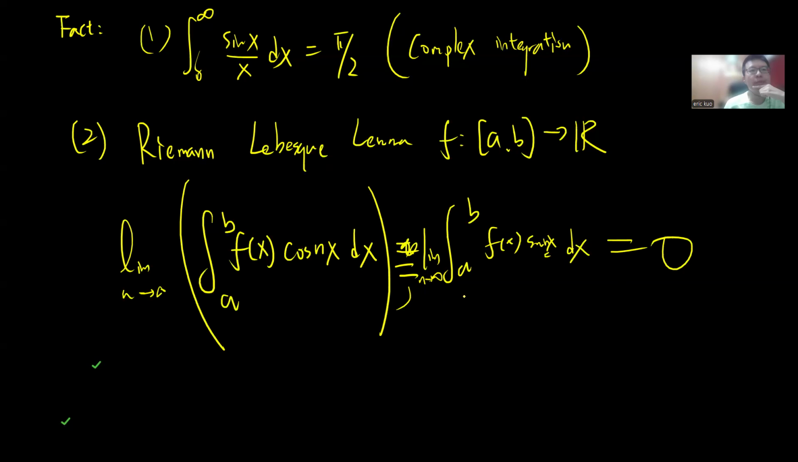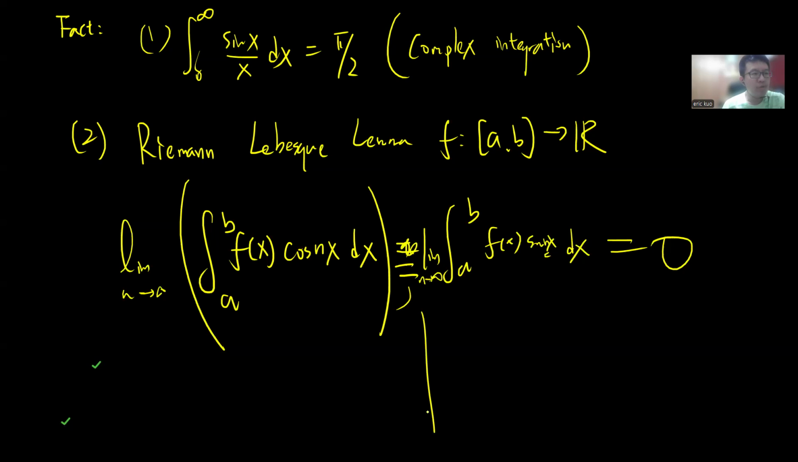Okay, so this is called the Riemann-Lebesgue lemma. This lemma just tells you that if you give me a function which you multiply by a cosine or sine oscillation part, and the frequency is so high, then everything goes to 0.